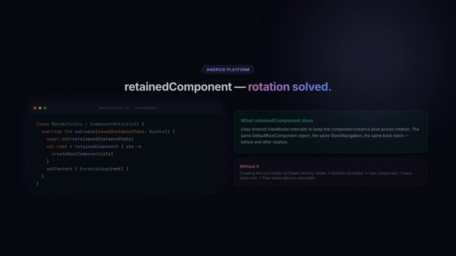No state loss. Contrast with a naive approach, creating the root component inside onCreate directly. Rotate the device, activity recreates, new component, backstack lost, active flow subscriptions cancelled and restarted. retainedComponent is a one-line fix for one of Android's oldest pain points, and on iOS we do not need it at all because MyEuroStatApp is not recreated on rotation.